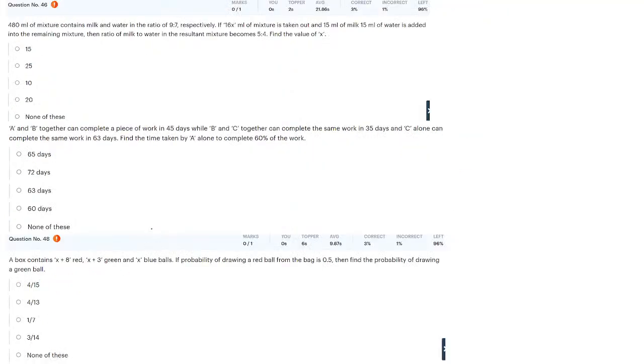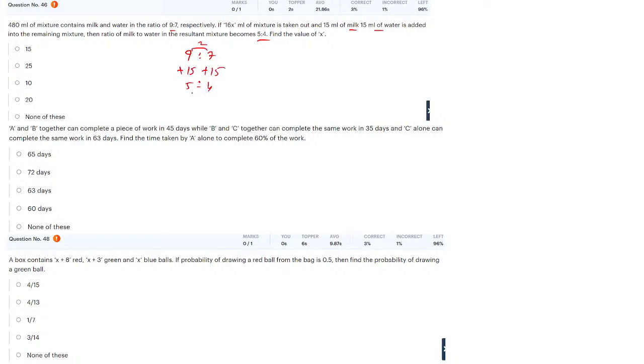Moving to next. Okay. Here are some word problems. 480 milliliters of mixture contains milk and water in the ratio 9:7. After 16x of mixture is taken out and 15 ml of milk and the same quantity of water is added, then the ratio becomes 5:4. So after removing some quantity, the ratio stays the same, that is 9:7, and adding 15, here also adding 15, the ratio becomes 5:4.